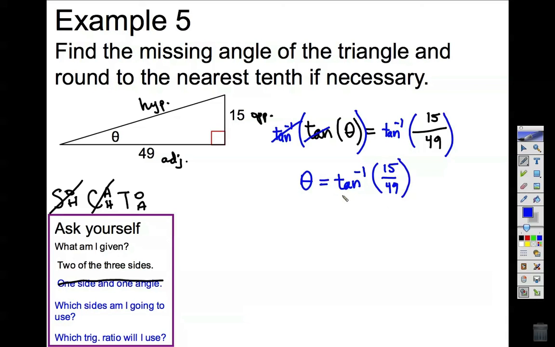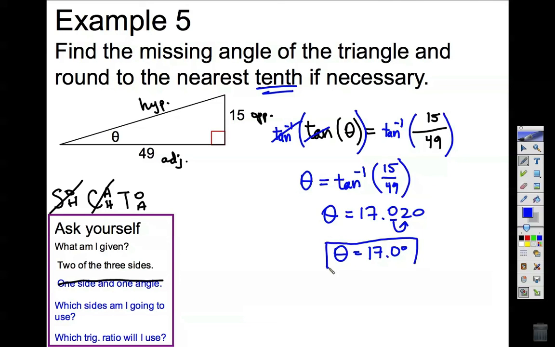Again, you need your calculator for this. Do not forget to be in degree mode. So theta equals 17.020. Since I am asked to round to the nearest tenth, you get that it's rounded to 17.0 degrees.